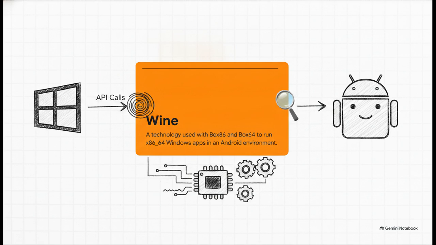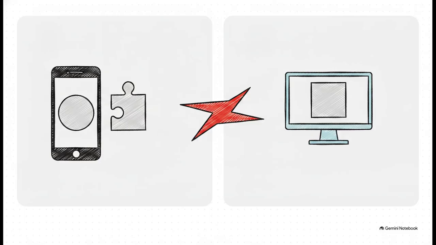But translating the API is only half the battle. Right, so here is where we hit a fundamental hardware mismatch. Almost all modern Android smartphones use ARM architecture. It's incredibly power efficient and totally perfect for mobile. But on the flip side, traditional Windows PCs and their desktop apps have historically been compiled for x86 or x64 architecture.